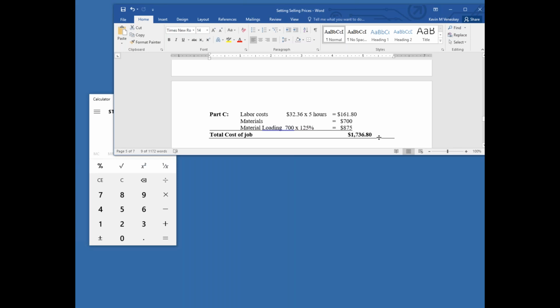$1,736.80. So if you're ever looking at your car repair bill, if they had a background, depending on how they do their pricing, this is how they probably should do their pricing. They may have a different way, and that's fine, but this would be a very accurate way to determine how much you should charge. It'd be neat to look at a repair shop bill next time you're there and see how they do break it down.